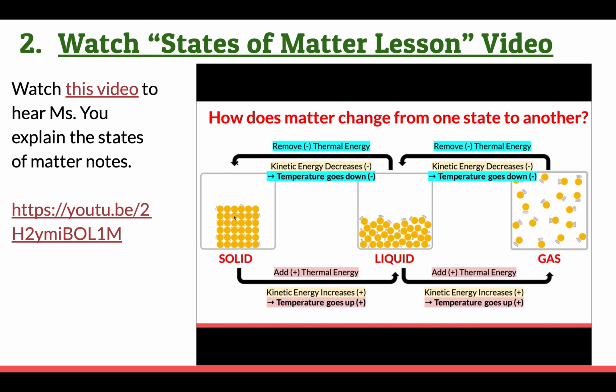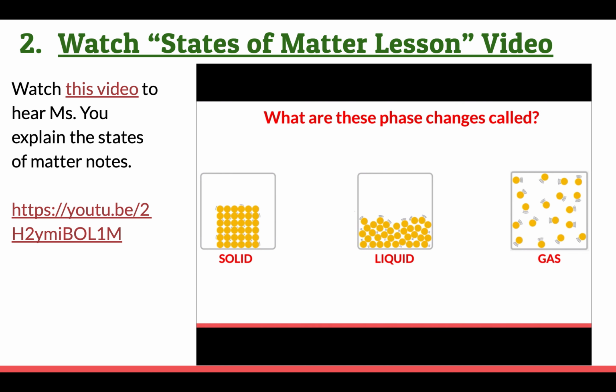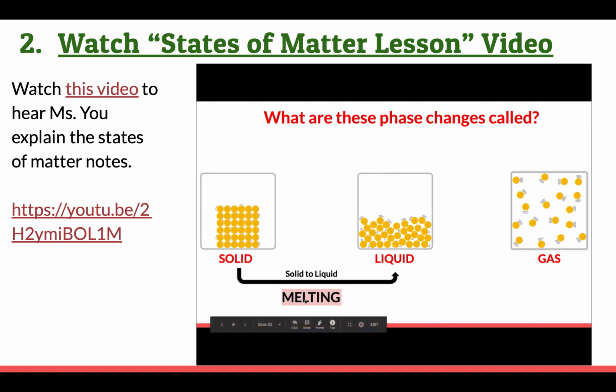All right, now the next part is going to be on your quiz on Thursday, so make sure you're still listening up. What are these phase changes called? So when you go from a solid to a liquid, what do we call that? Well, you might know when you have an ice cube that becomes liquid water, you call it melting. So when the state of matter changes from solid to a liquid, we call that melting.